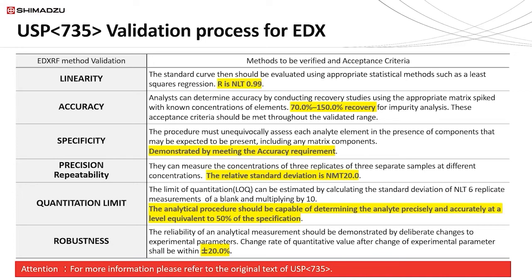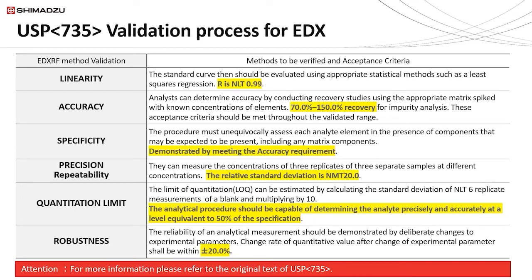Repeatability, which is measured by measuring replicates, and that the replicates do not have a standard deviation of more than 20%. The quantitation limit, which is to get an LOQ in USP 735, you measure a blank at least 6 times, no less than 6 times, and you take the standard deviation and multiply it by 10.